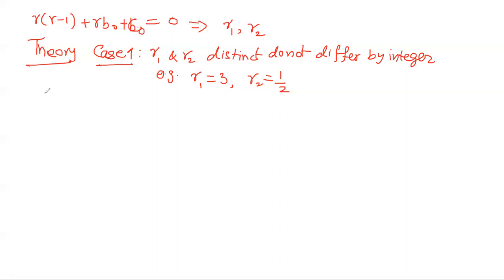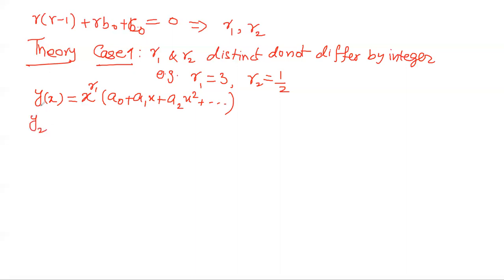In this case, the theory says that if we find two solutions from r1 and r2, we can write the two solutions of the equation as two series. The first series will be x to the power r1 into a naught plus a1 x plus a2 x square and so on. So it is the same as a power series, but multiplied by x to the power r1.